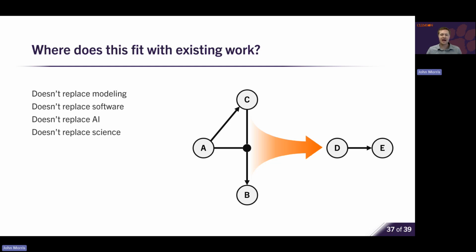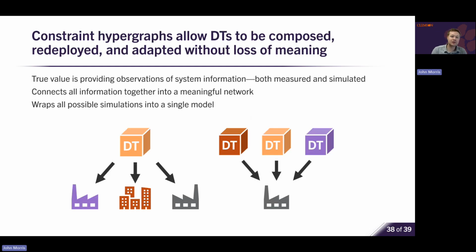We are capturing and efficiently giving in a lossless format all the information about the meaning, the relationships, the semantics about our systems. So in conclusion, we're offering constraint hypergraphs as a new framework for representing digital twins so that digital twins can be composed, redeployed, created, and adapted without any kind of loss of meaning in any system that might be used in, any kind of context that might be employed in, or any kind of aggregate systems that might be used to create.